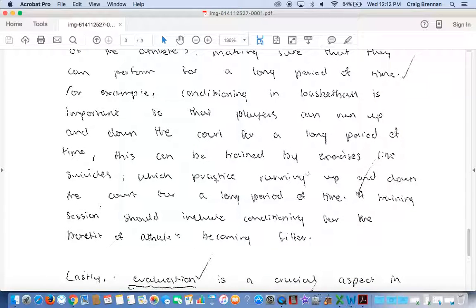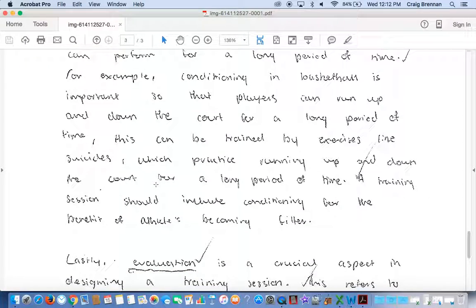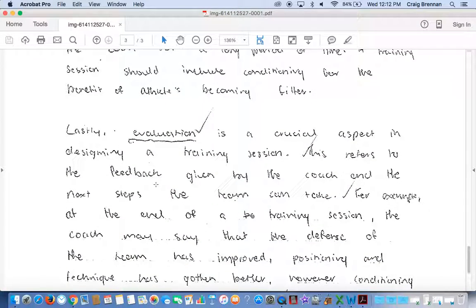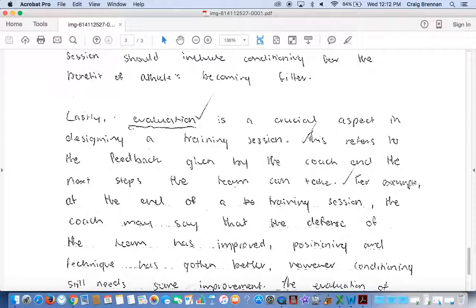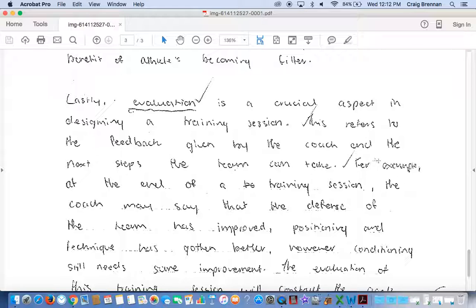He gives his example, and he talks about suicides in his example here. And the last one is evaluation, which is a crucial aspect. So again, he's evaluated it as crucial in designing a training session. Some really strong words there to reinforce his evaluation and his position on it. He's gone through and explained what it is, and he gives his example.